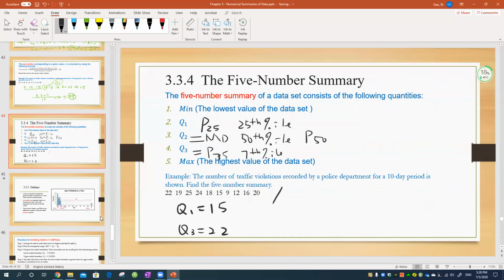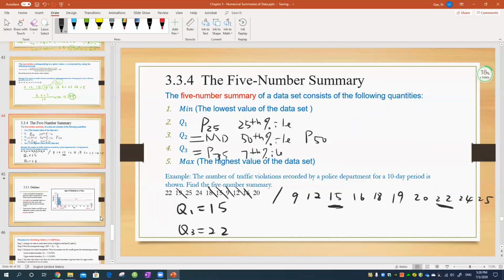So still, we're gonna just sort the data from the smallest to the largest. So we have 9, 12, 15, 16, 18, 19, 20, 22, 24, and 25. So 2, 4, 6, 8, 10. We have all the 10 values listed, and then we put those in increasing order. And we have our Q1, which is 15, and we have our Q3 calculated, which is 22.